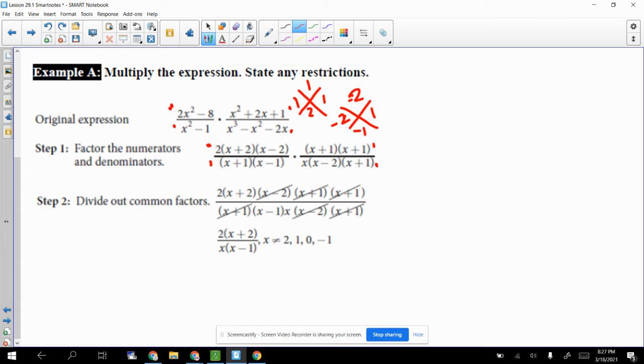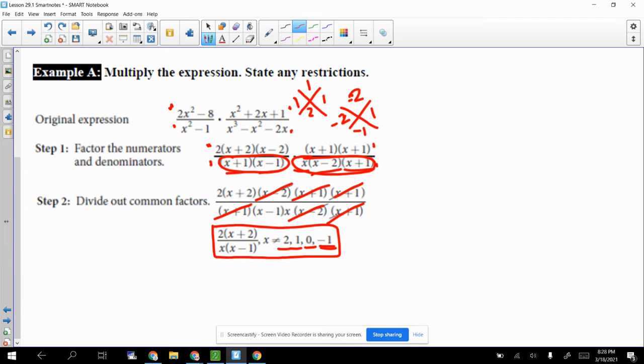Then what they did for the restrictions is they set all of these equal to 0. So the first one, they get negative 1. Then this one, they get positive 1. The x, you get 0. This, you get positive 2. And then this one, you get negative 1 again, but that's already written, so you're good to go. So they still did all their restrictions. And then they canceled out anything that was the same on top and bottom. And they wrote what was left, which was this 2 times x plus 2 and x times x minus 1. And that's your final answer.